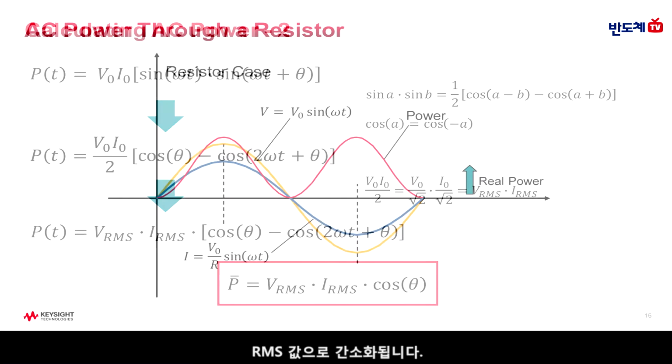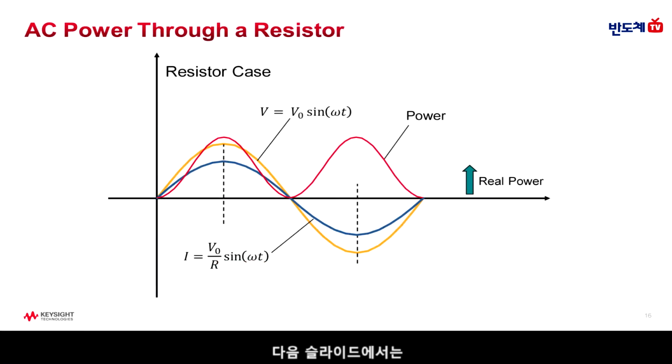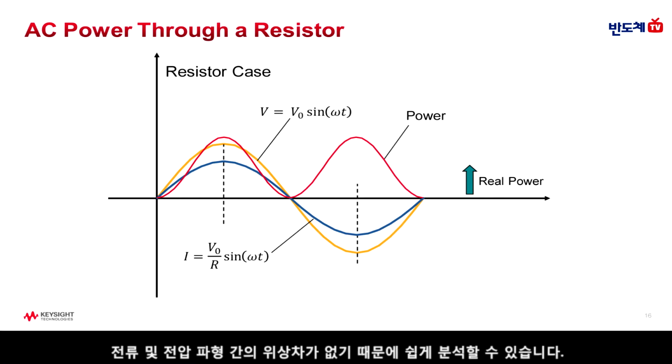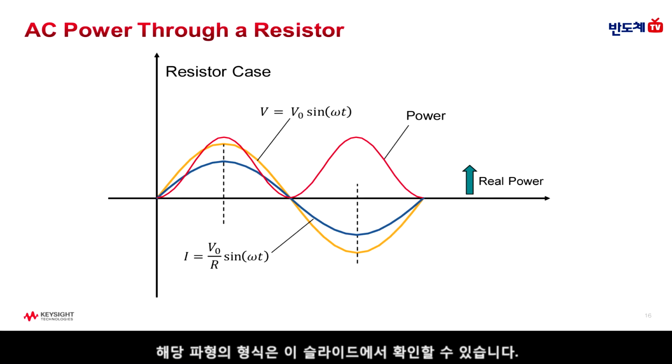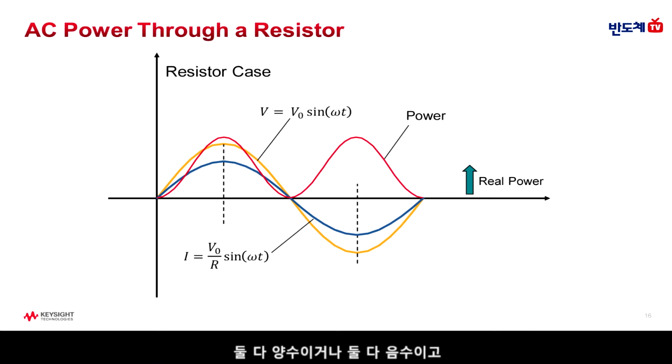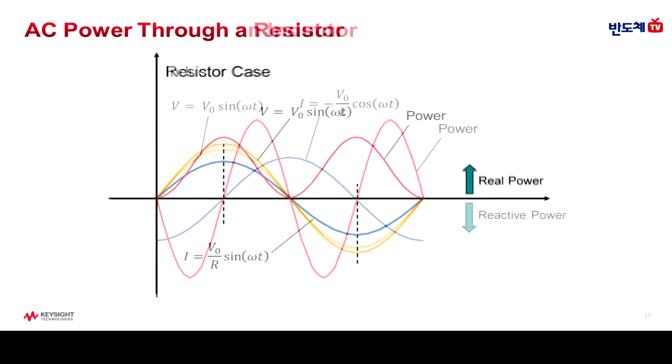So for these next 3 slides, I want to look in a little more detail at AC power through a resistor, inductor, and capacitor. Look at the waveforms. So this first case here is AC power through a resistor, which of course is simple to analyze since there is no phase difference between the current and voltage waveforms. And again, the waveforms have the format shown in this slide. And again, since the voltage and current waveforms always have the same sign, either being both positive or both negative, resistors can only generate real power.